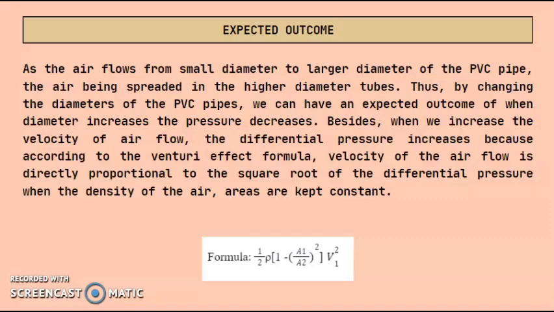Besides, when we increase the velocity of the air flow, the differential pressure increases. Because according to the Venturi effect formula, the velocity of the airflow is directly proportional to the square root of the differential pressure, when the density of the air and the areas of the tube are kept constant.